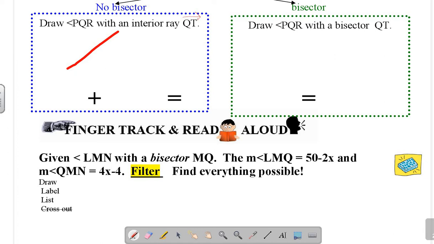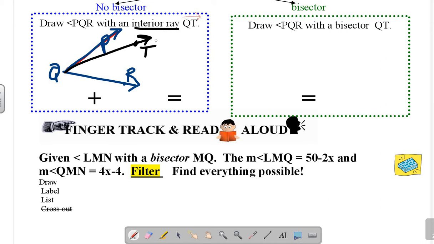All right, we're on the first page of today's lesson, so we're going to draw an angle here. PQR with an interior. Interior means inside but not the middle. So if you see the word interior, offset it so you do not confuse yourself. And when you have an interior ray, this is true. Little angle plus little angle equals big angle.